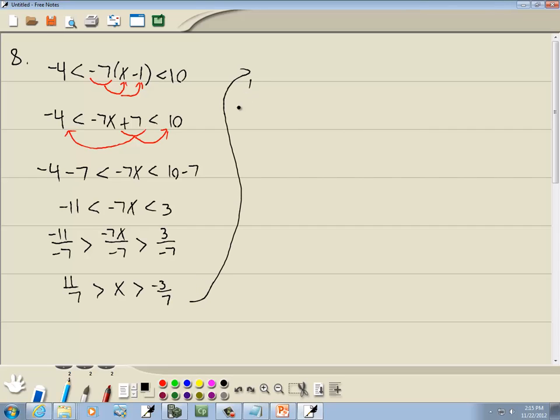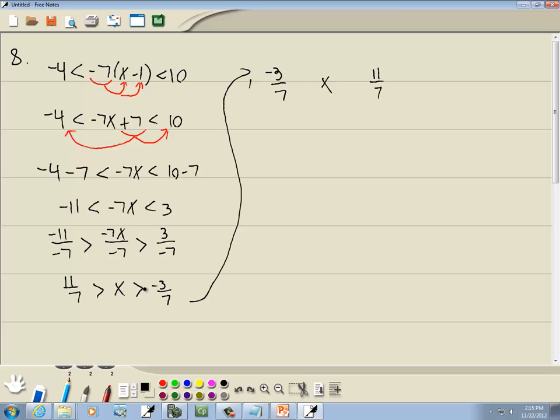This isn't in the right form. We want our smaller number over on the left side. Well, let me move it over there. And a larger number on the right side. So move it over there. Then x in the middle. When I rearrange it like that, we have to keep our relationship true on the inequality symbols.